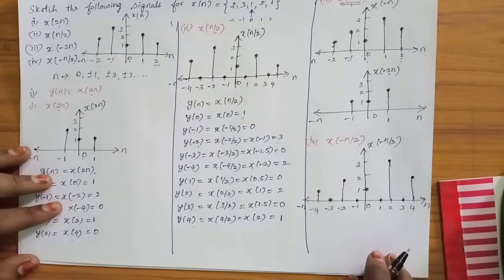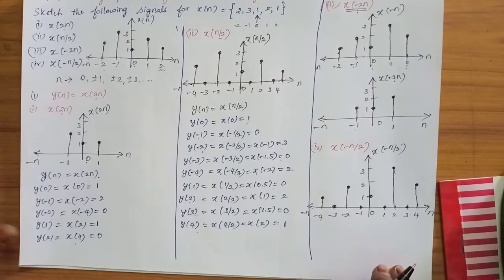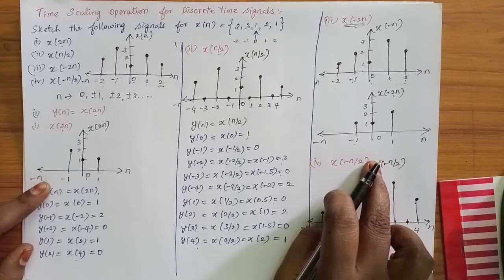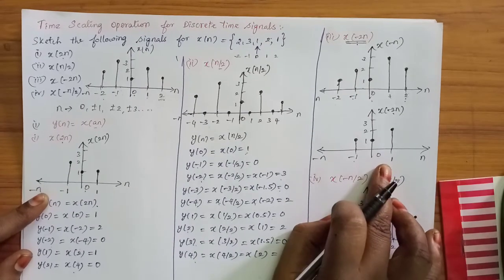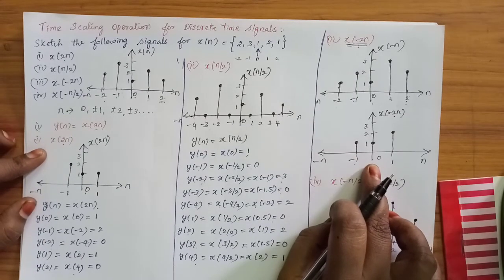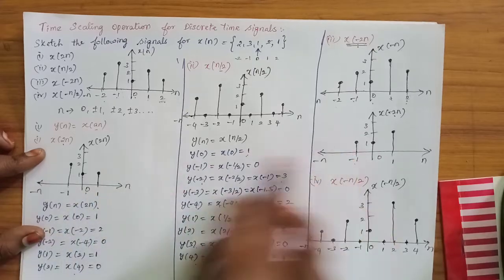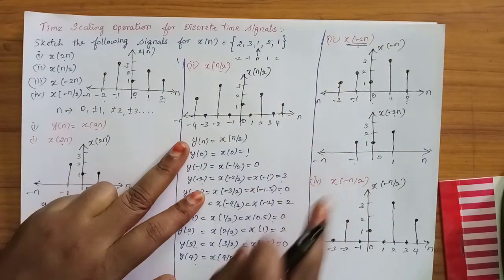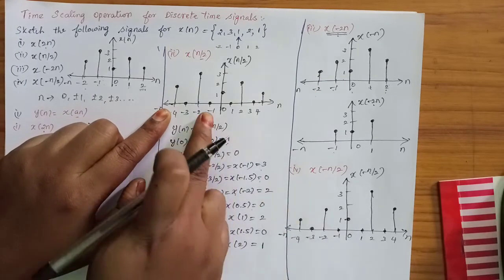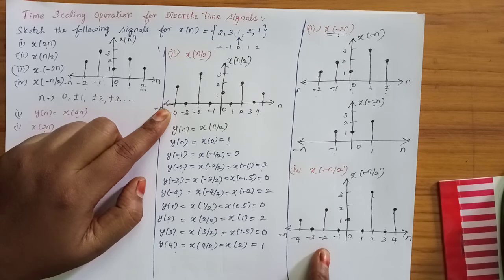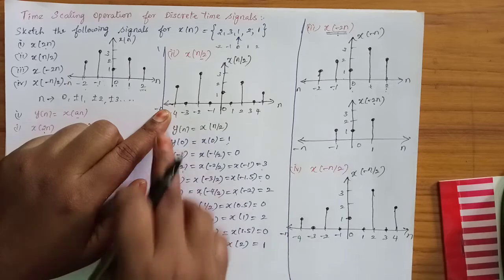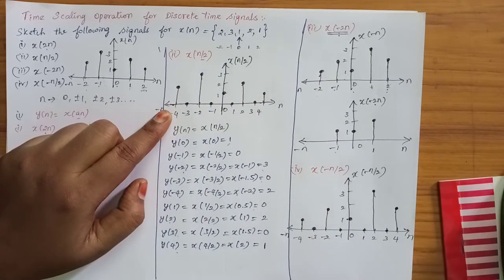Now if you compare x of 2n and x of minus 2n, it's a time reversed signal, that is, x of 2n is the mirror image of x of minus 2n. The number of samples is the same. Similarly, if you see x of n by 2 and x of minus n by 2, it's a time reversed signal. x of n by 2 is the time mirror image of x of minus n by 2, and the number of samples is also equal.